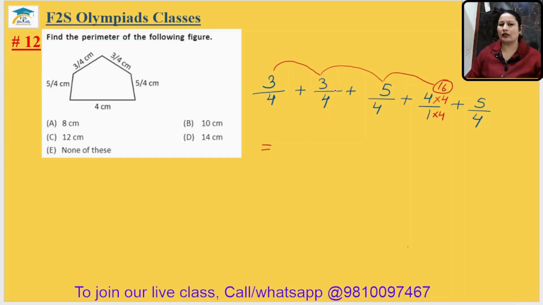3 plus 3, 6. Sorry, not 9. 3 plus 3, 6. 6 plus 5, 11. 11 plus 16, 27. 27 plus 5, 32. So 32 by 4. Okay? 4 8s are 32. 8 centimeter. Answer will be option A. 12th answer is option A.